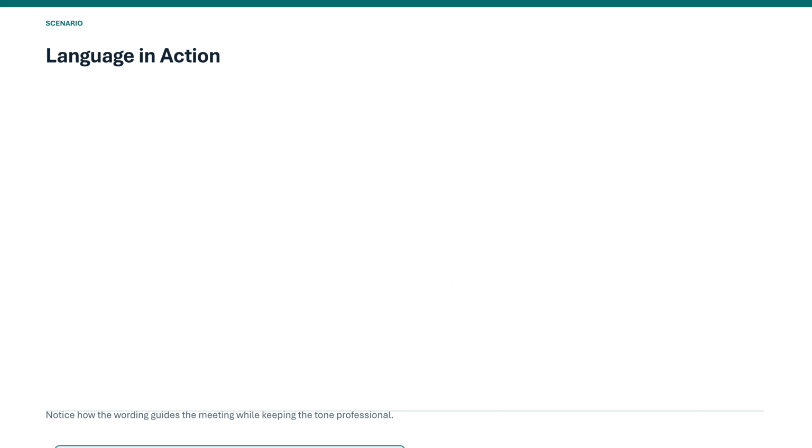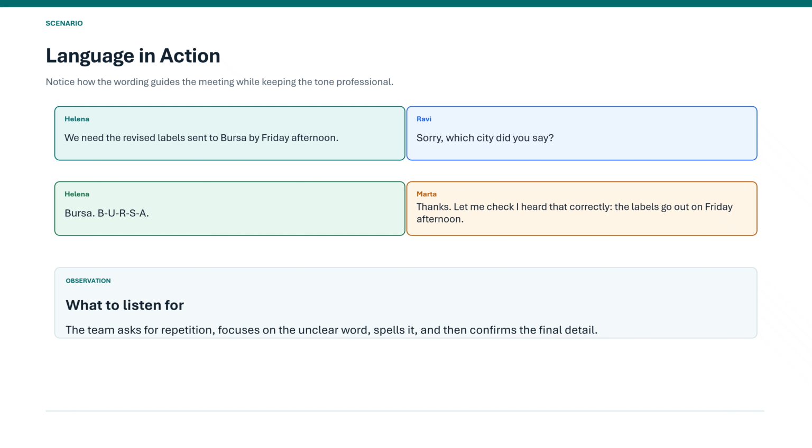Listen for how each speaker manages the conversation. Helena says, "We need the revised label sent to Bursa by Friday afternoon." Ravi says, "Sorry, which city did you say?" Helena says, "Bursa, Bursa." Martha says, "Thanks. Let me check I heard that correctly. The labels go out on Friday afternoon." The team asks for repetition, focuses on the unclear word, spells it, and then confirms the final detail.